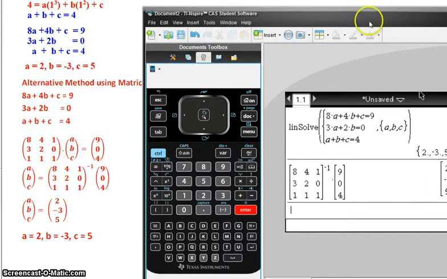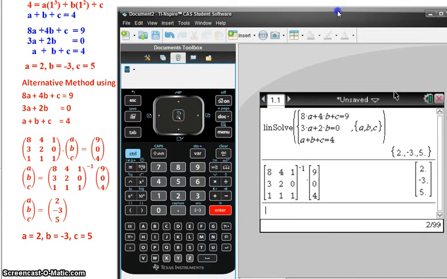and you can just see, I'll bring this into view, you can see the result there, 2, minus 3, 5. We expect a column matrix as an answer because it's a 3 by 3 multiplied by a 3 by 1. So A is 2, B is -3, C is 5, as we had in the previous case. And there's the answer there. So that's an alternative way of solving the system of linear equations using matrices. I hope you've enjoyed this video.